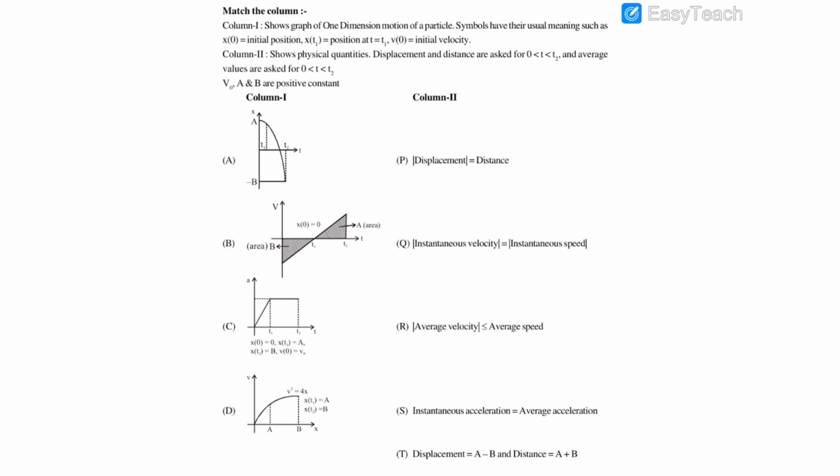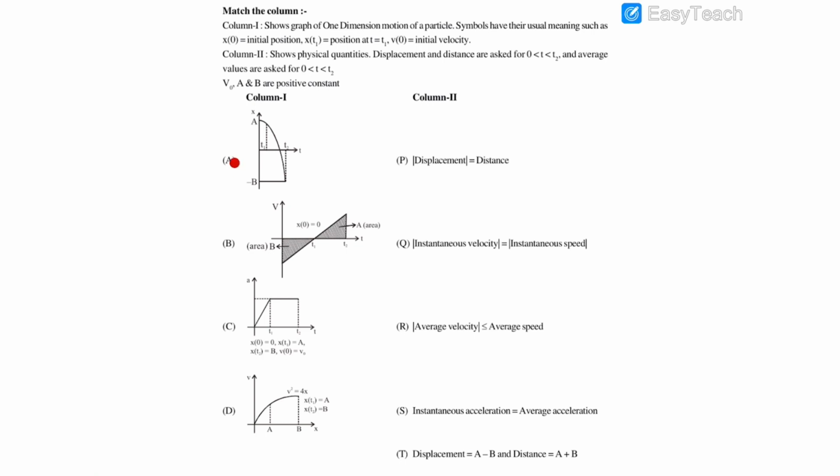So let us start with this first question. You can see that column 1 shows some graphs of one-dimensional motion of a particle, where x0 is the initial position, xt1 is the position at time t1, and v0 is the initial velocity. These are the symbols and their meanings. In column 2, there are some physical quantities: displacement and distance are being asked for this time period, and the average values are asked for this time period also. A, B and V0 are positive constants.